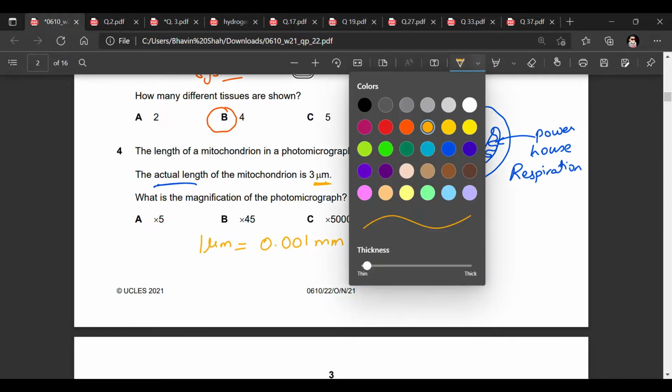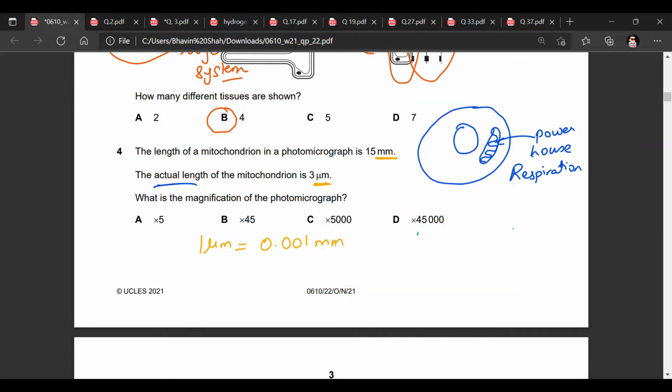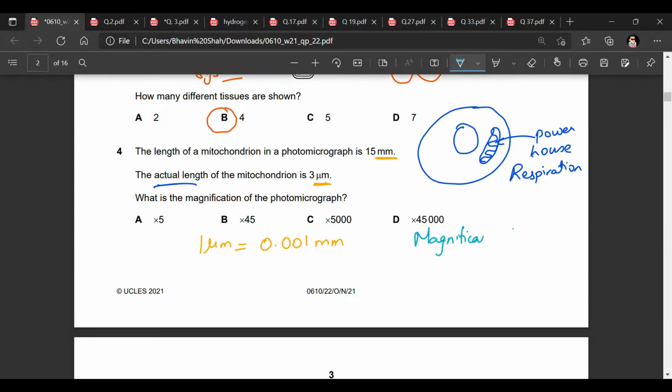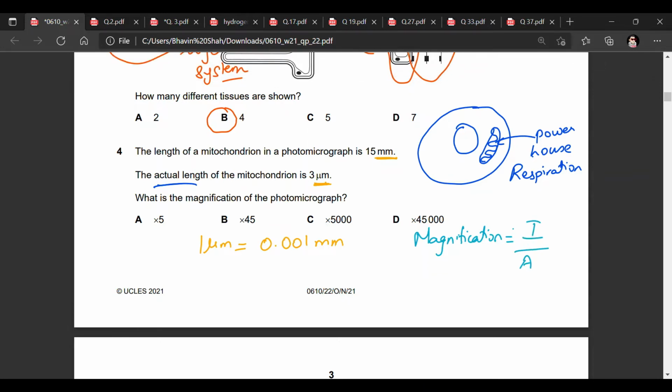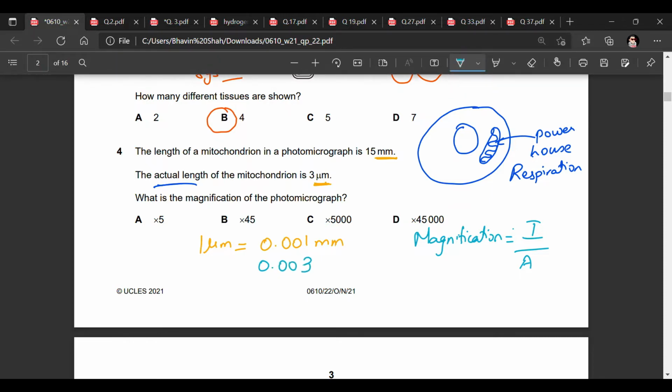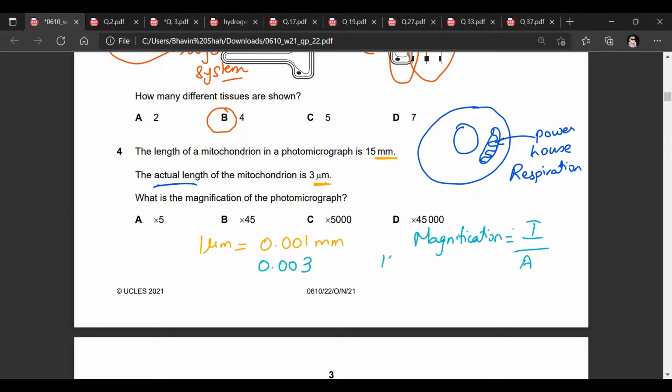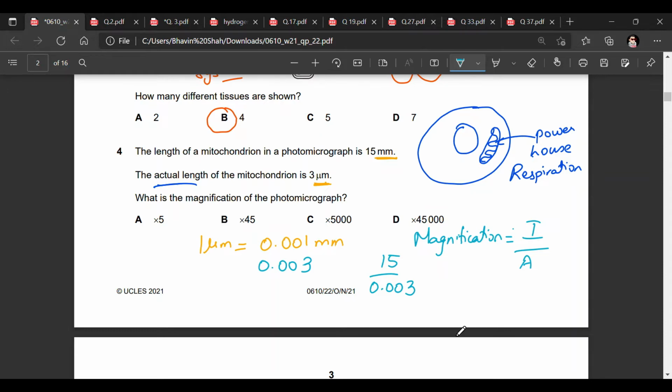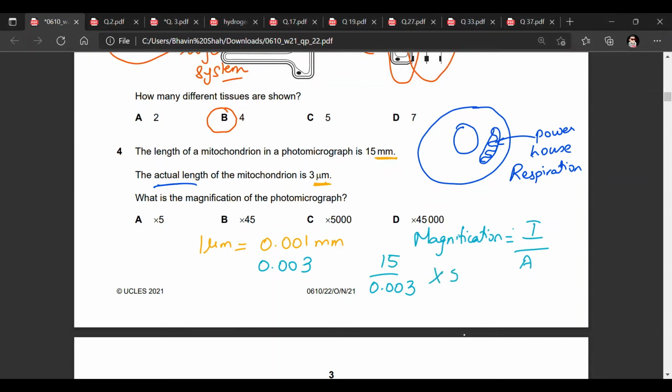So the formula for magnification will be, okay, magnification is equal to image upon actual length. Okay, so the actual length provided to us is 3 micrometers, which we have to convert as 0.003 millimeters, and the photograph is 15. So 15 divided by 0.003. So that is what you're going to get as an answer, which will be 5,000. The magnification is always written as X. So this is what we are looking at. The answer for the question is going to be C.